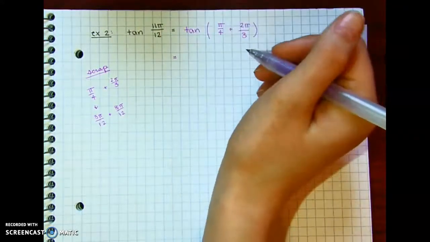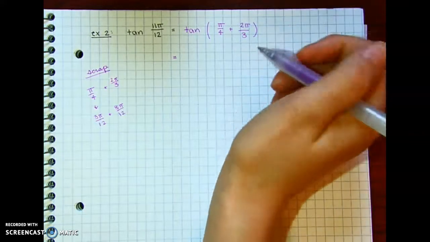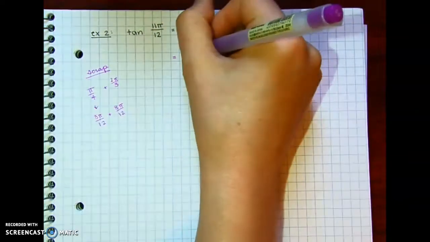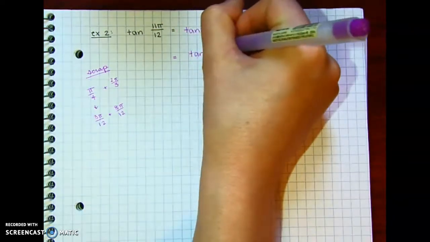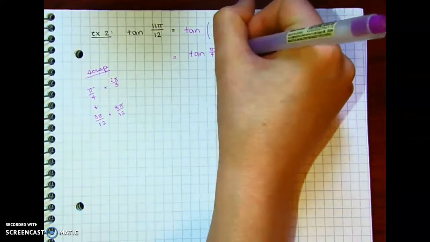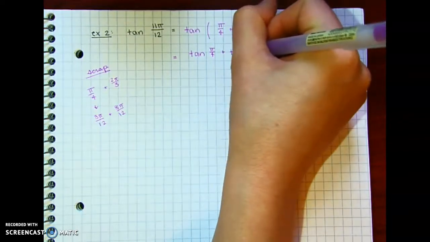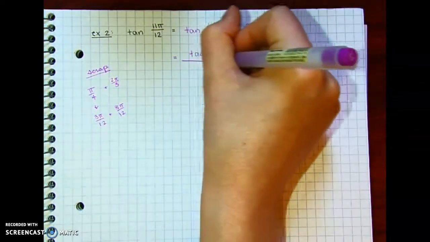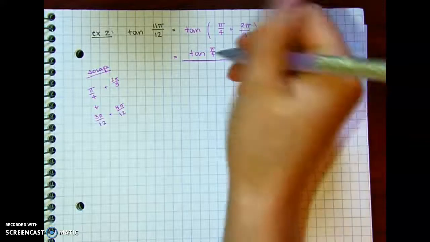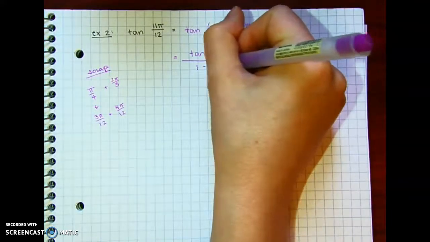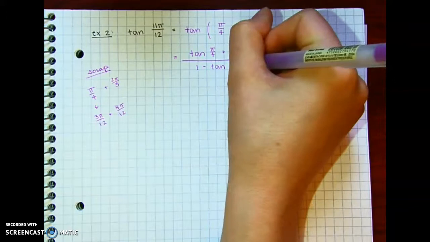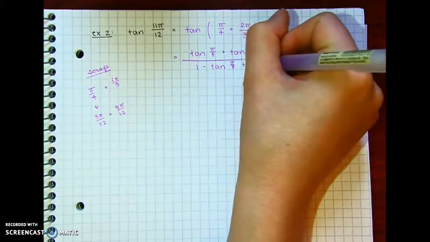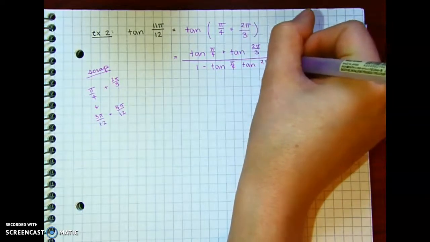Now we can use our identity. So because this is a sum, we're going to use the tangent sum identity. So that's tangent of your first angle, so tangent of pi over 4, plus tangent of your second angle, which is 2 pi over 3, divided by 1 minus tangent of your first angle, which is pi over 4, times tangent of your second angle, 2 pi over 3.